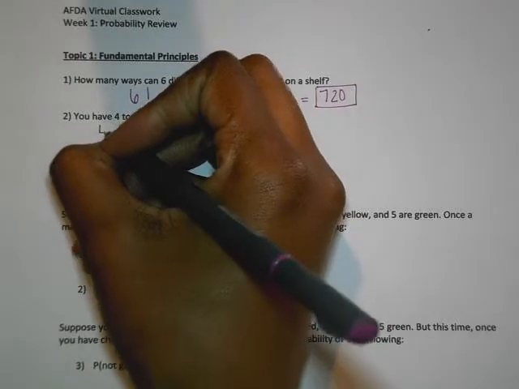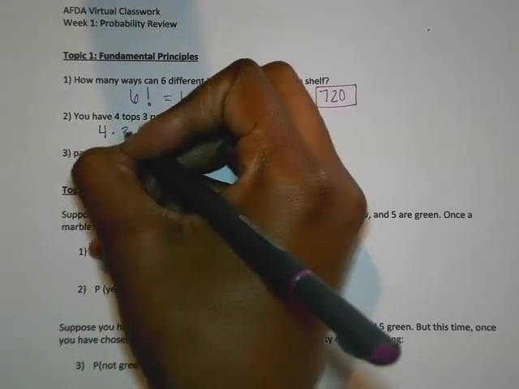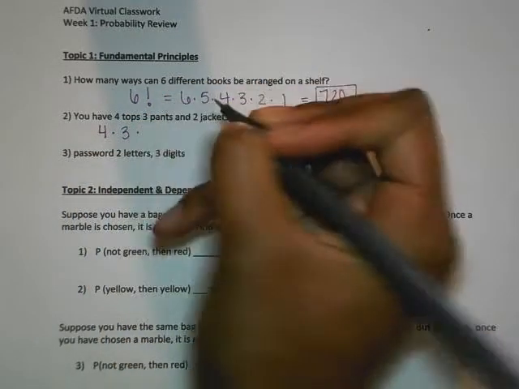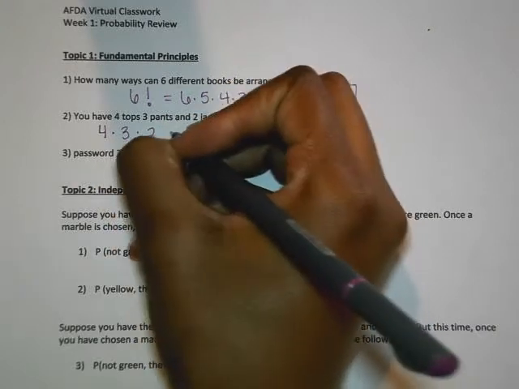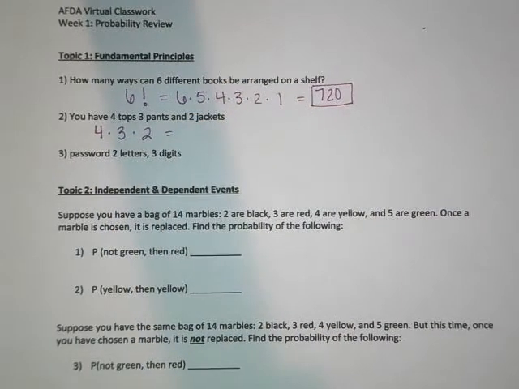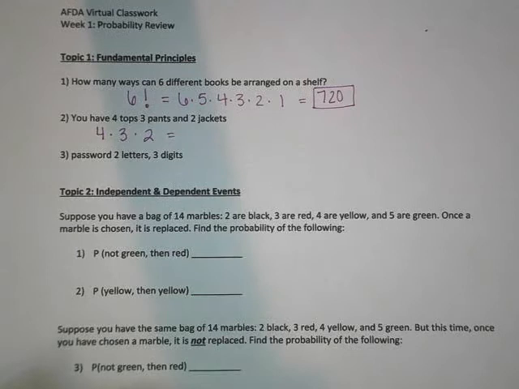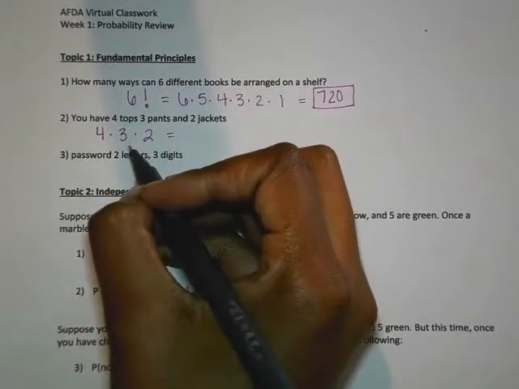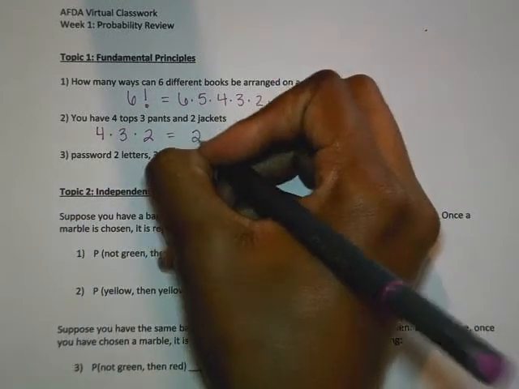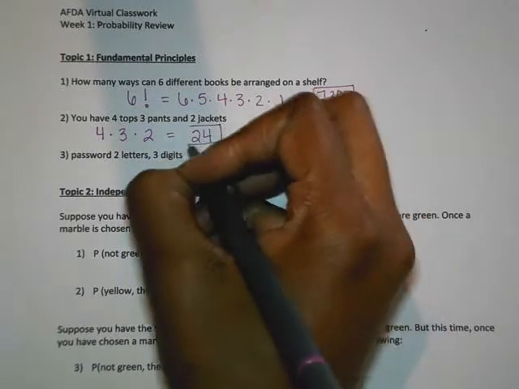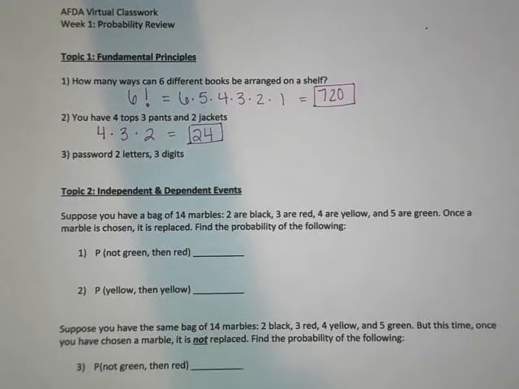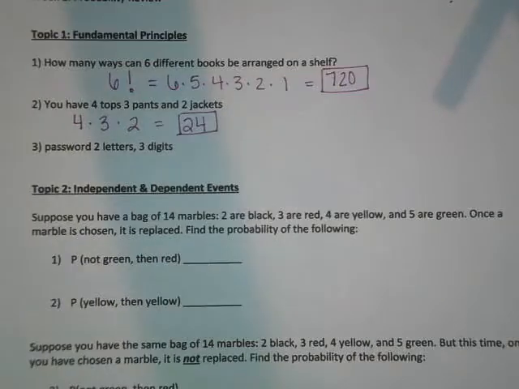So we're going to multiply each of my categories. I have 4 tops, 3 pants, and 2 jackets. And we don't need to use Desmos for this. 4 times 3 is 12. 12 times 2 is 24. Zoom in just a little bit more.